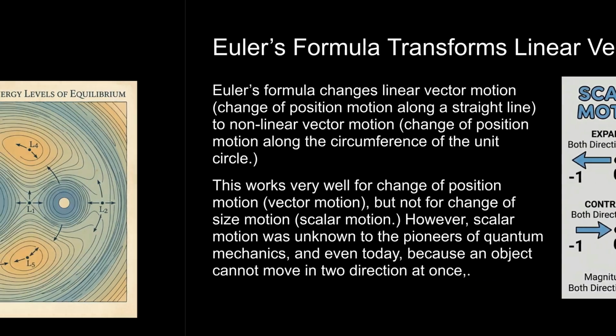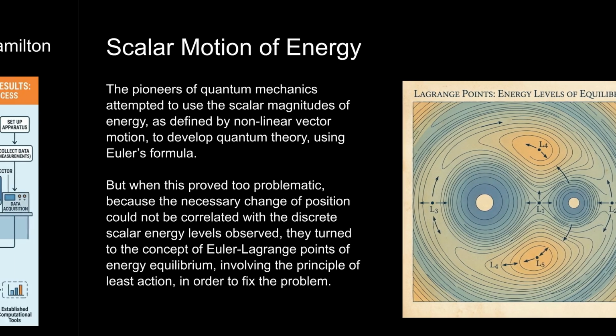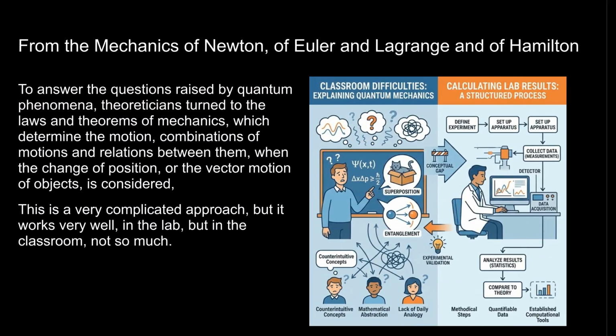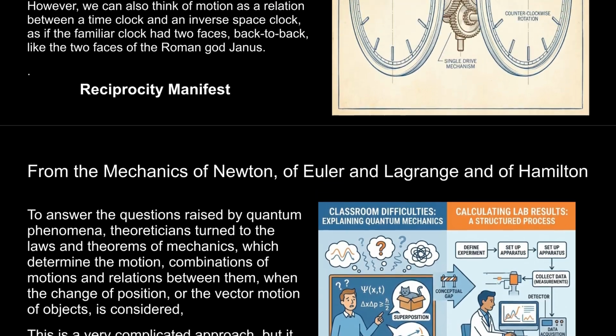quantum mechanics pioneers. Quantum mechanics pioneers tried to use scalar magnitudes of energy defined by nonlinear vector motion with Euler's formula. When this failed to correlate with discrete energy levels, they turned to Euler-Lagrange points of energy equilibrium and the principle of least action. To address quantum phenomena, theoreticians relied on the mechanics of Newton, Euler, and Lagrange, focusing on vector motion. This approach is complicated, but works well in the lab, though less so in the classroom.